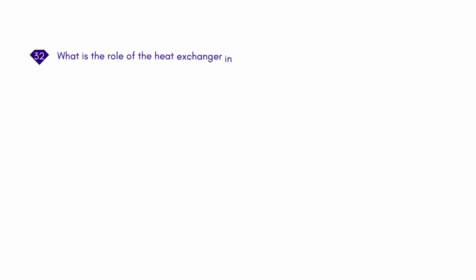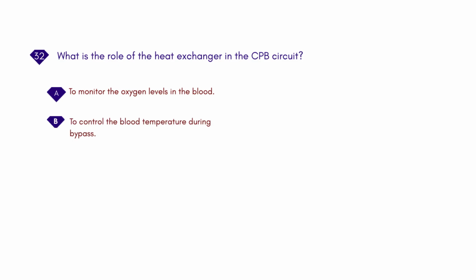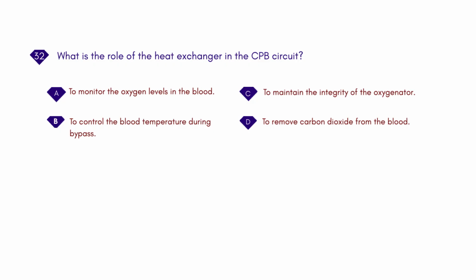What is the role of the heat exchanger in the CPB circuit? A. To monitor the oxygen levels in the blood. B. To control the blood temperature during bypass. C. To maintain the integrity of the oxygenator. D. To remove carbon dioxide from the blood.